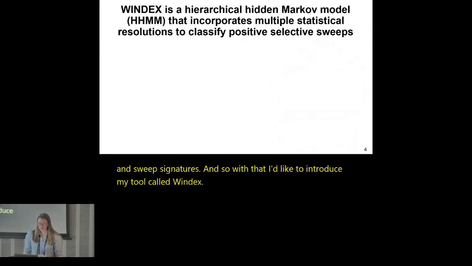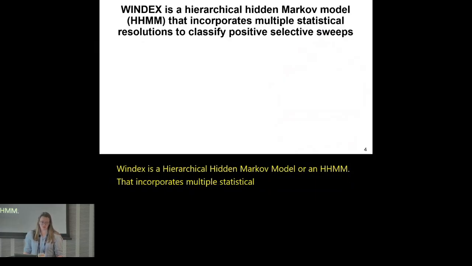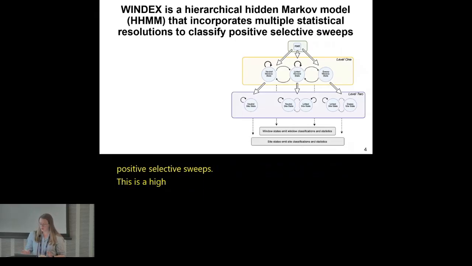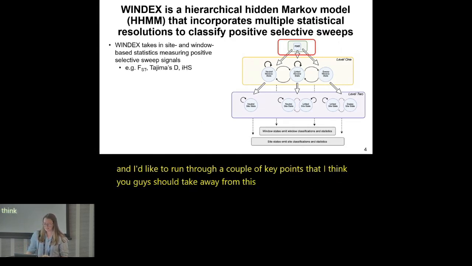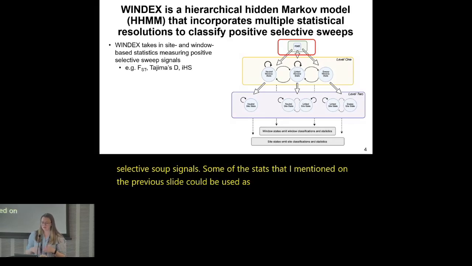WINDEX is a hierarchical hidden Markov model, or an HHMM, that incorporates multiple statistical resolutions to classify positive selective sweeps. This is a high-level overview of the state diagram of WINDEX, and I'd like to run through a couple of key points that I think you guys should take away from this. First, WINDEX takes in both site and window-based statistics, measuring positive selective sweep signals. Some of the stats that I mentioned on the previous slide could be used as input, but you input both at the window and site level according to your haplotype data.